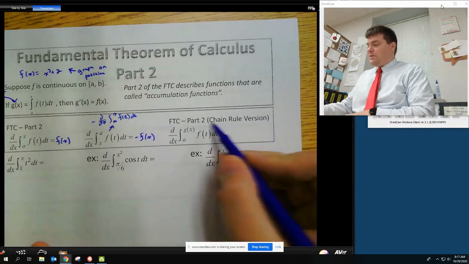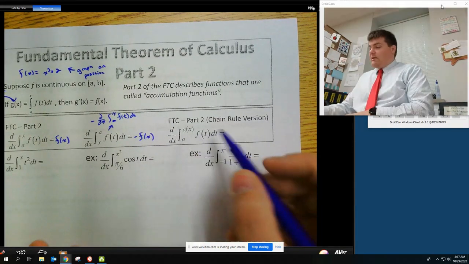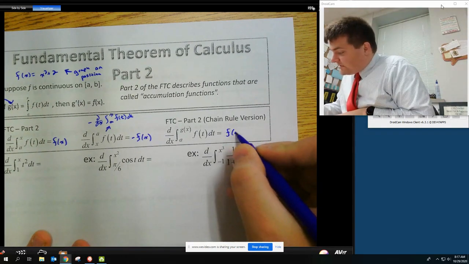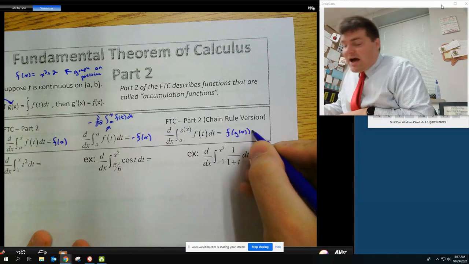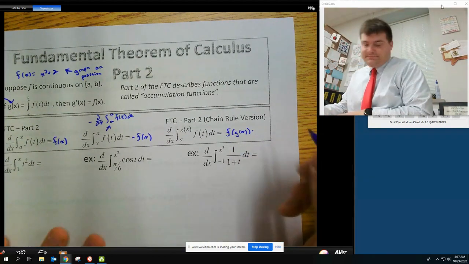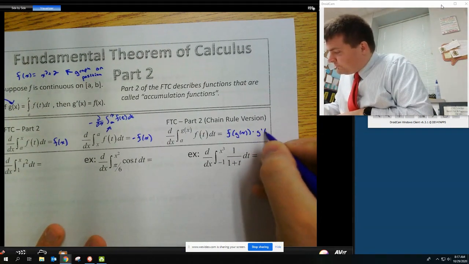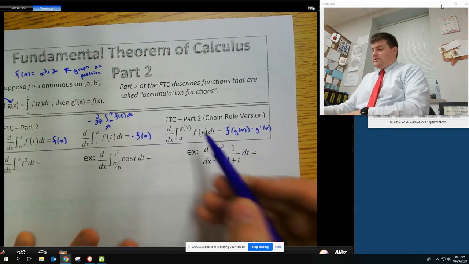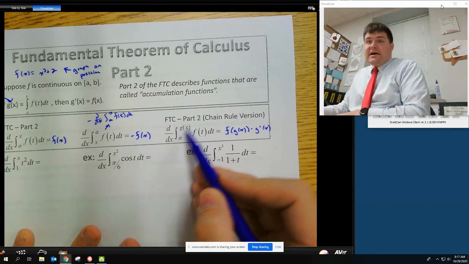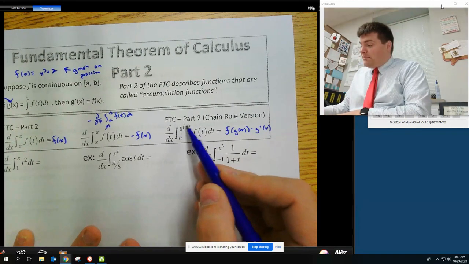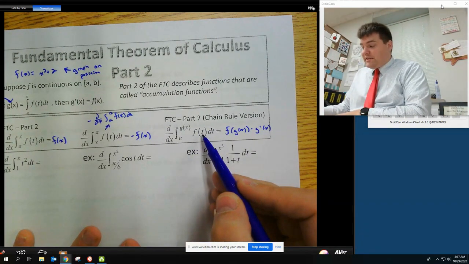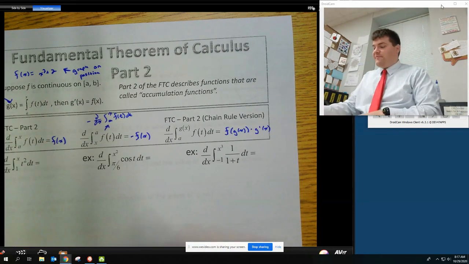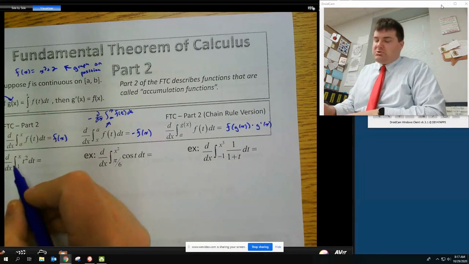And here's the part where the chain rule really comes into play. The derivative of this is f of g of x times g prime of x. I know the notation is getting a little confusing, but this is all you do: you take your x bound, your function bound, and then you plug it into the function of t times whatever the derivative is of that function right here. So just do it right here.